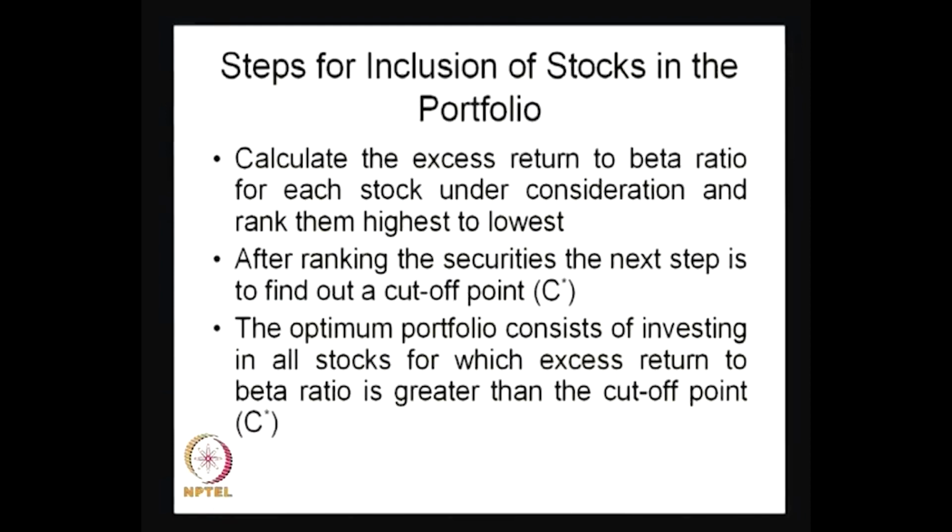In this context, the steps he has given are: first of all, calculate the excess return to beta ratio for each stock under consideration and rank them from highest to lowest. After ranking the securities, the next step is to find a cutoff point. The optimum portfolio consists of investing in all stocks for which the excess return to beta ratio is greater than the cutoff point. For example, you have a universe of stocks, say 100 stocks available, and out of the 100 stocks you have to decide which should be taken into consideration.